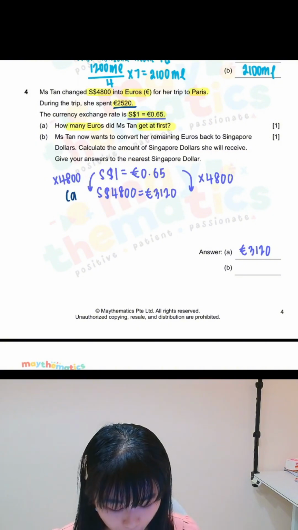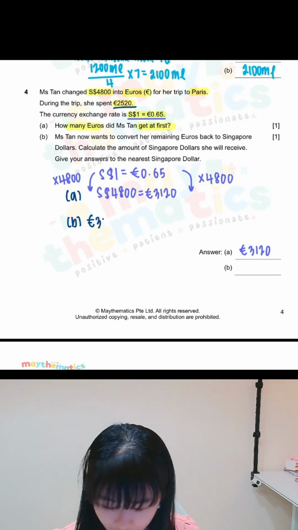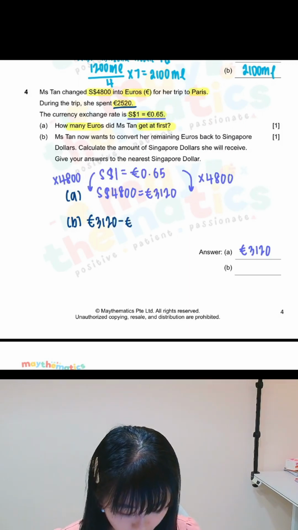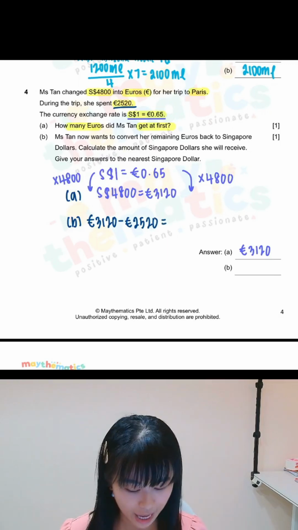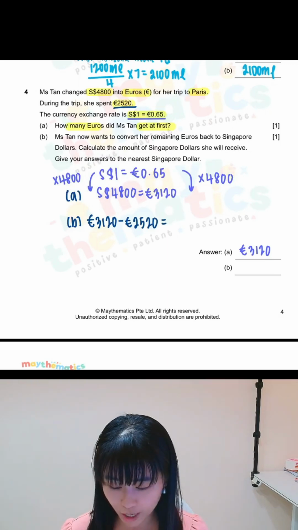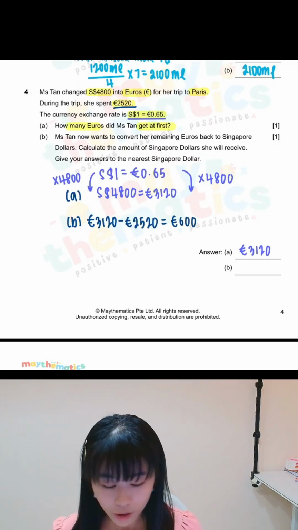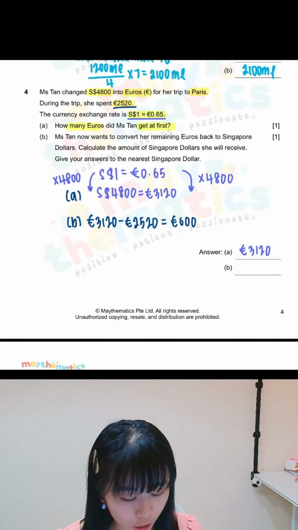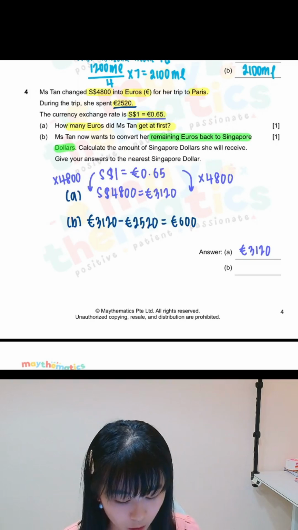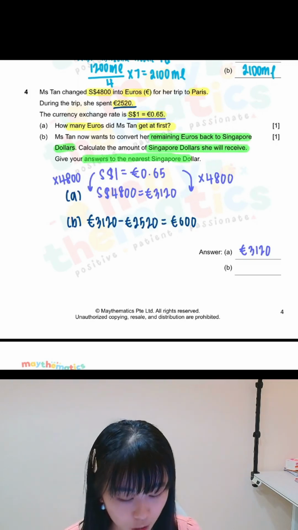Now during the trip, she spent euro 2520. So now we are going to part B. If she spent, it means we must minus 2520. So let's minus it. 3120 minus 2520, you get euro 600. Once you get euro 600, now what happened? Mrs. Tan now wants to convert her remaining euros back to Sing dollar. Calculate the amount of Sing dollar she will receive. Give your answer to the nearest Sing dollar.